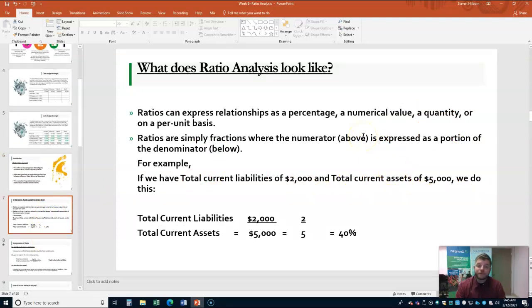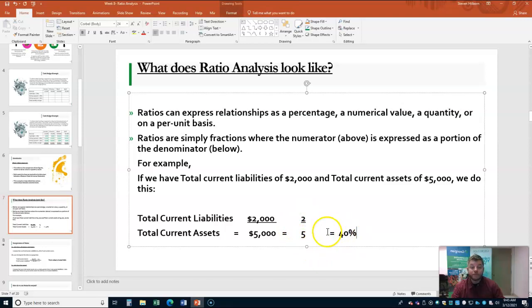So ratios can be expressed in a couple different ways: a percentage, a numerical value, a quantity. So don't be confused when we do ratio analysis and you get 40%. It can be shown in many different ways, as is shown here on the bottom of this slide, where we can look at a ratio as 2,000 over 5,000, or 2 over 5, or it can show as 40%, which is 2 divided by 5, or you might even see it like this, 2:5, which is 2 to 5 as well. So this is all different ways that we can express it. It all shows the same number, just in different varying forms.